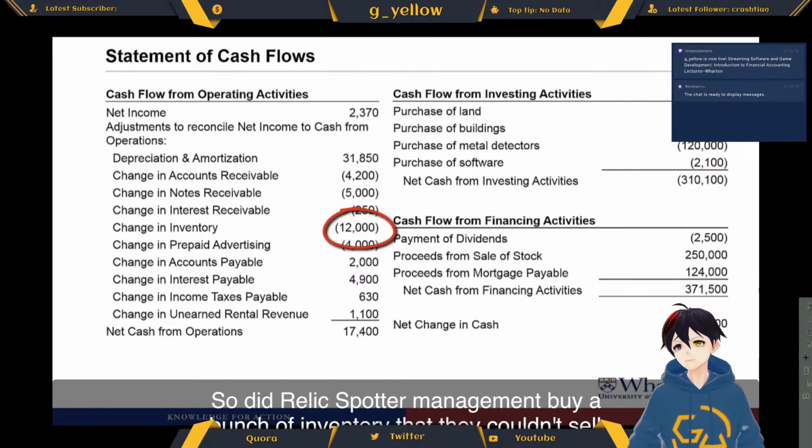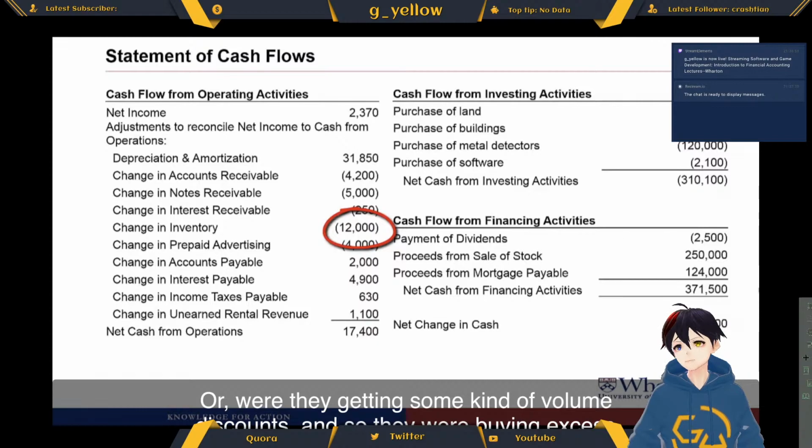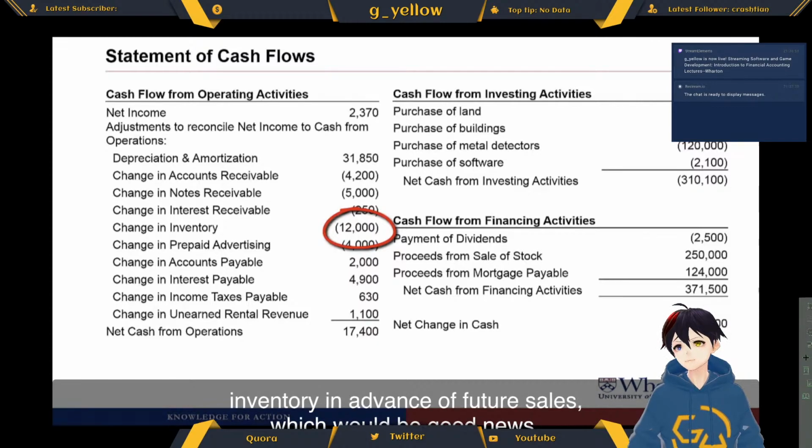So did Relic Spotter management buy a bunch of inventory that they couldn't sell because nobody wanted it? Then this would be bad news. Or were they getting some kind of volume discounts, and so they were buying excess inventory in advance of future sales, which would be good news. I mean, the cash flow statement's not going to tell you which one it is, but it's going to tell you need to dig into these further.